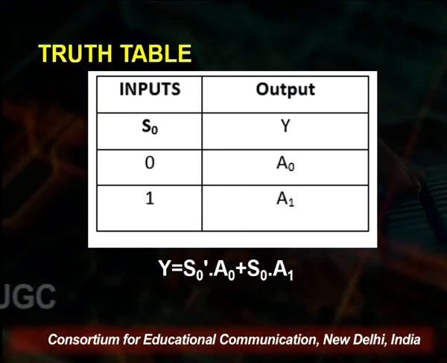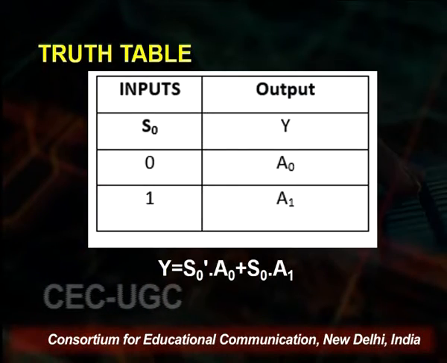The truth table, dependent of course on S0, decides whether A0 or A1 goes to the output line Y, which is what I mentioned. Basis the value that the selection line S has, we will have one of the inputs going on to the output line. So we see in this table, when S0 is 0, you have A0 going as the output. When we have S0 as 1, we have line A1 going as the output.